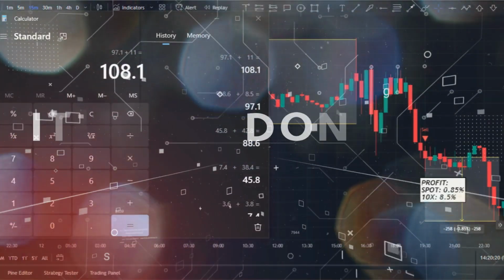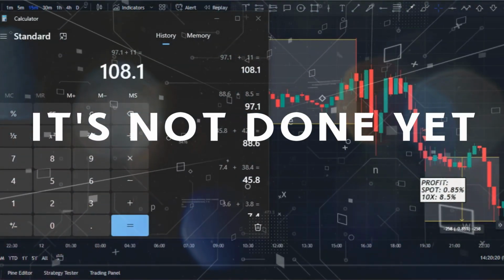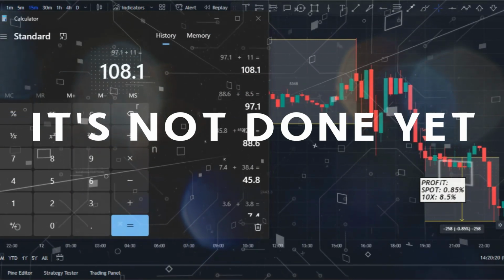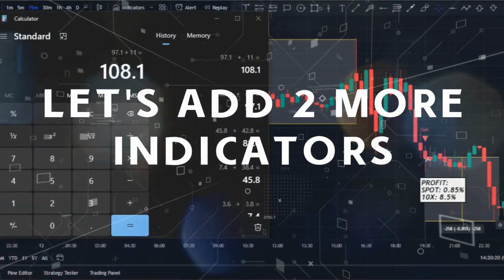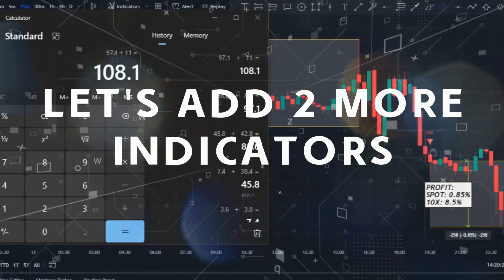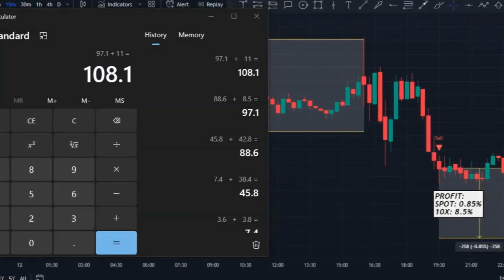But wait, I'm not done yet. I'm about to enhance this strategy even further by adding 2 more filters. So let's proceed and add the next indicator, which serves as a filter in this strategy to the chart.